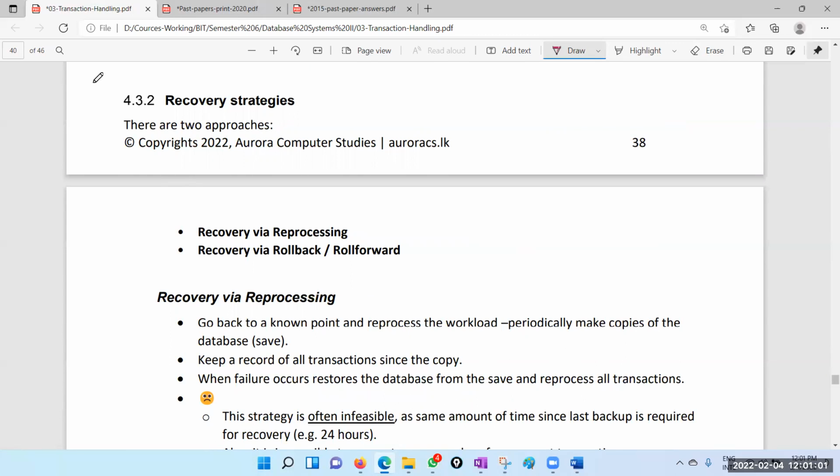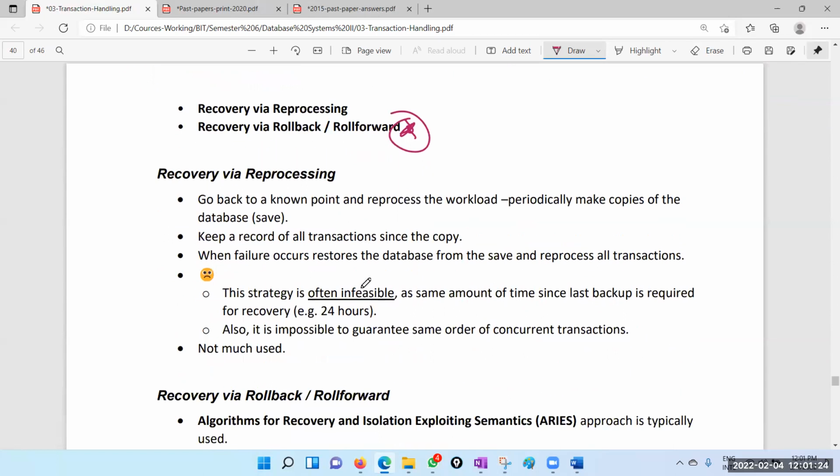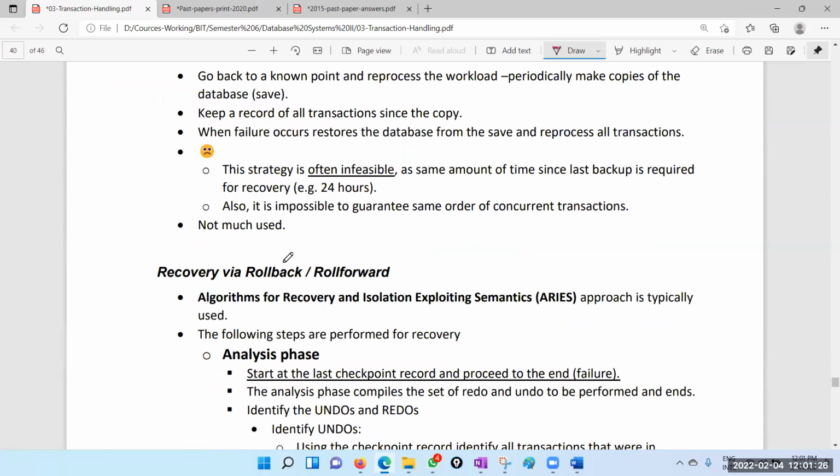Right, what are the recovery strategies? Again, different databases use different recovery strategies. So this is the most popular recovery strategy we are going to discuss: recovery via rollback and roll forwarding.